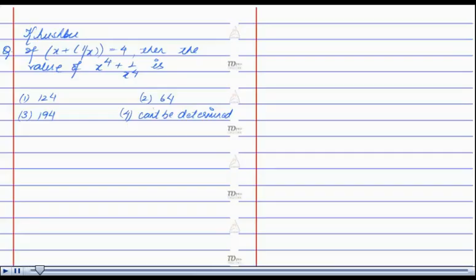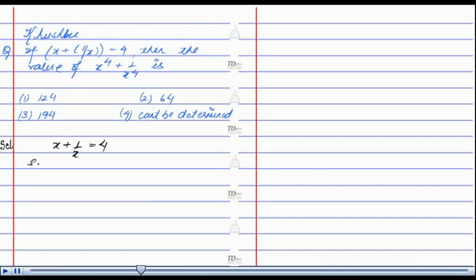Hello, I'm Khushbu. The question is, if x plus 1 by x is equal to 4, then the value of x to the power 4 plus 1 by x to the power 4 is? It has been given that x plus 1 by x is equal to 4.